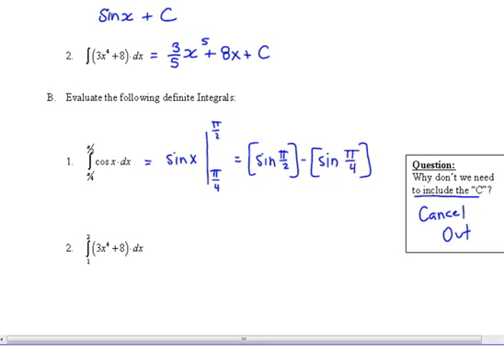Okay, let's see how your trig skills are working. Sine of pi over 2 is 1 minus root 2 over 2. So it'll be 2 minus root 2 all over 2.